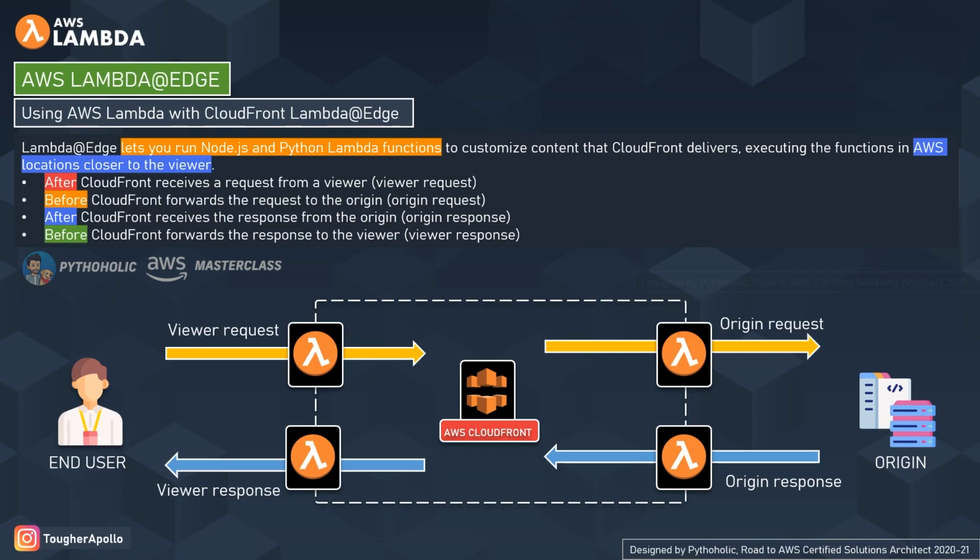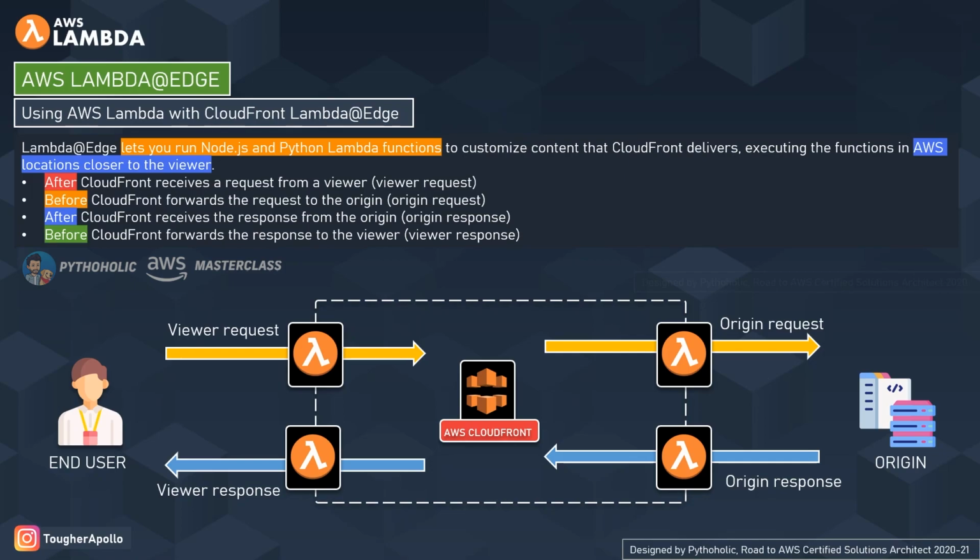And the third one is the origin's response. So that is an incoming response from the origin, and it triggers the Lambda code after CloudFront receives the response from the origin. So the response has been received by CloudFront from the origin. And if this is a response from the origin, the function gets executed even if there are any errors that are returned from the origin.